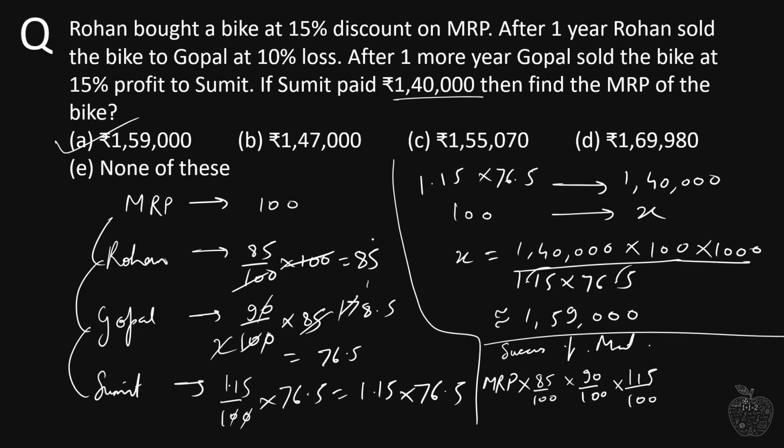Okay. And now this is the new price of the bike. If Sumit paid 1,40,000 for this, then find the MRP. So we don't know MRP here. So all we do is do calculations, we simplify, and we'll get the answer for our MRP. And this will also be approximately 1,59,000. So you can either use this way or you can use the successive method. Both will give you the same answer, which is A, 1,59,000.